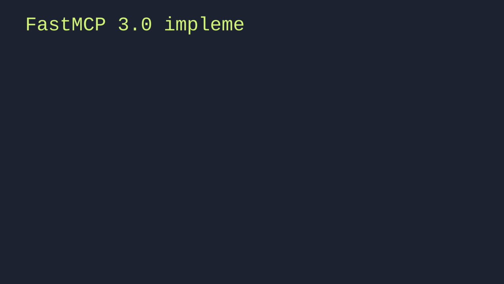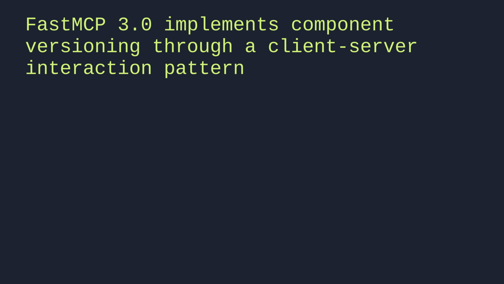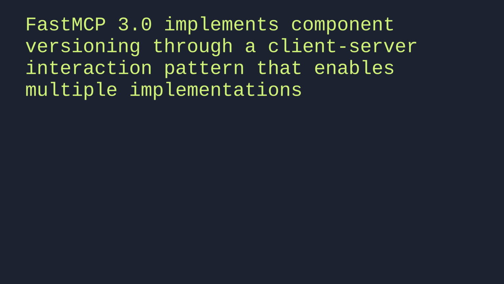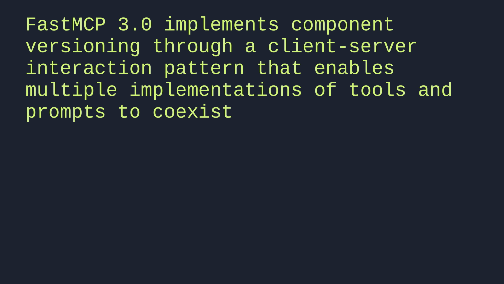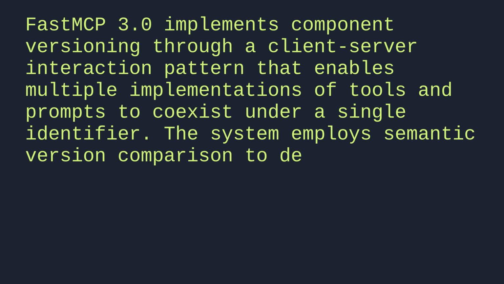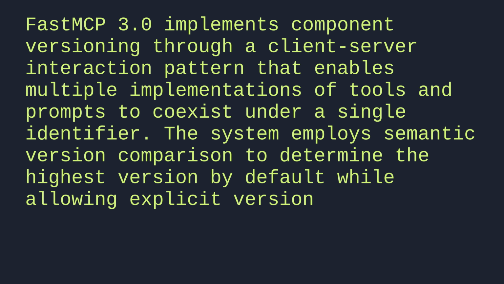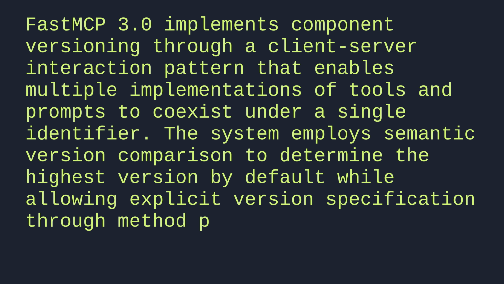FastMCP 3 implements component versioning through a client-server interaction pattern that enables multiple implementations of tools and prompts to coexist under a single identifier. The system employs semantic version comparison to determine the highest version by default while allowing explicit version specification through method parameters.